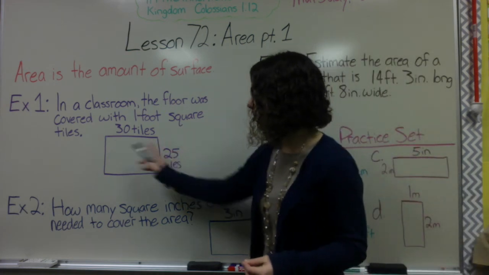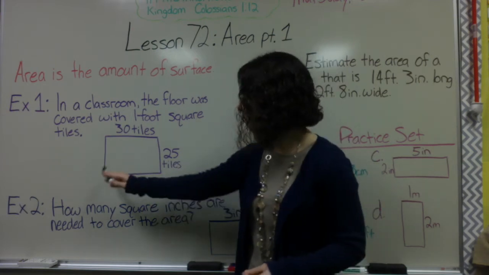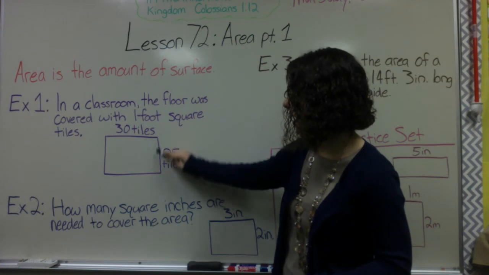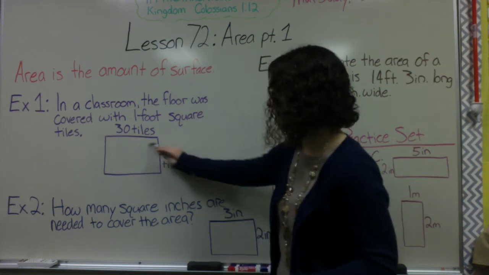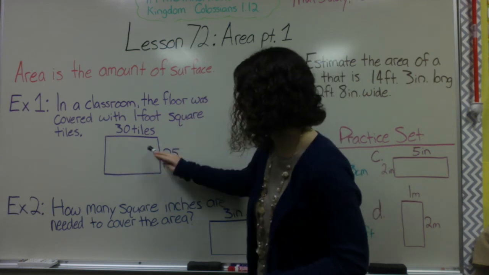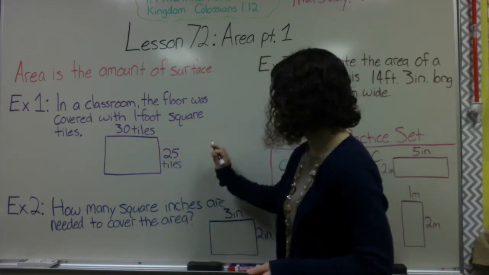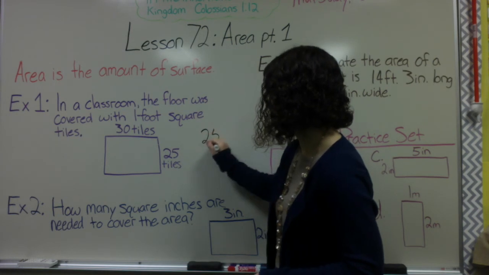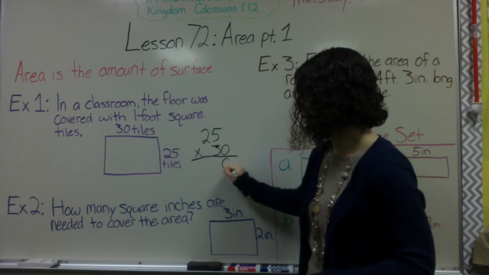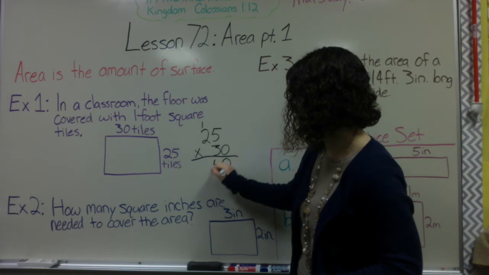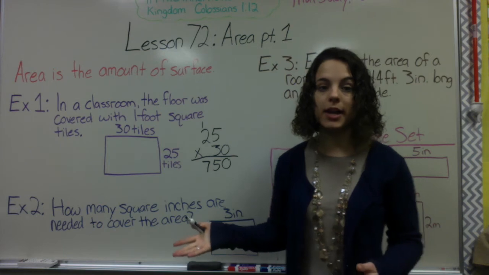So if I have 30 tiles as my length, because the length is the longest side of your rectangle, and then I have 25 tiles as the width, then I'm going to multiply, because I'd have 30 going across and 25 going up and down. So I'm going to multiply these two numbers: 25 times 30. Bring down my 0. 3 times 5 is 15. 3 times 2 is 6, plus 1 is 7. So 750 tiles would be my answer.